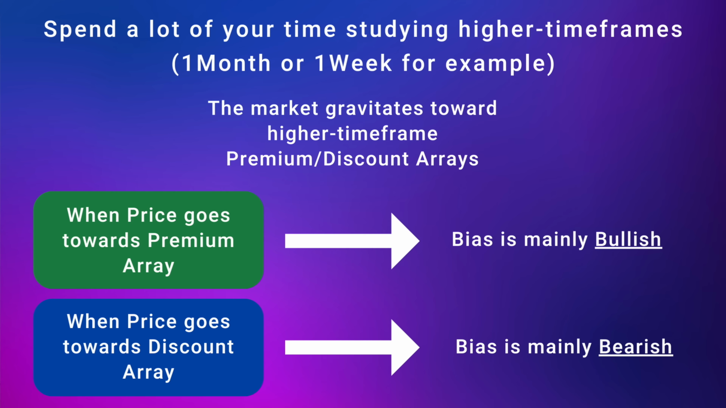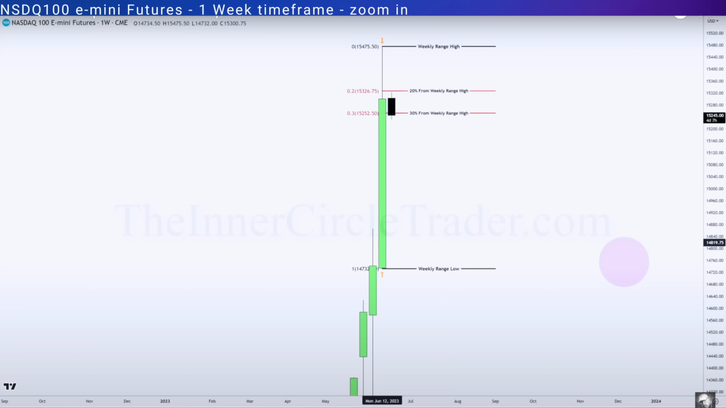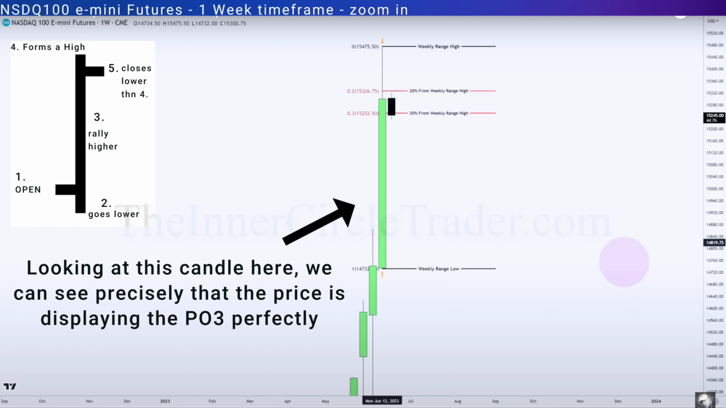And so let's go back to the Nasdaq 100 E-mini futures on the 1 week time frame, and let's zoom in and then let's look at this candle that we highlighted before. Looking at that candle, we can see that the price is actually displaying the power of 3 perfectly. And here I put again the square with the power of 3, the bullish power of 3 that you can observe here. Let's recreate the price movements of the power of 3.